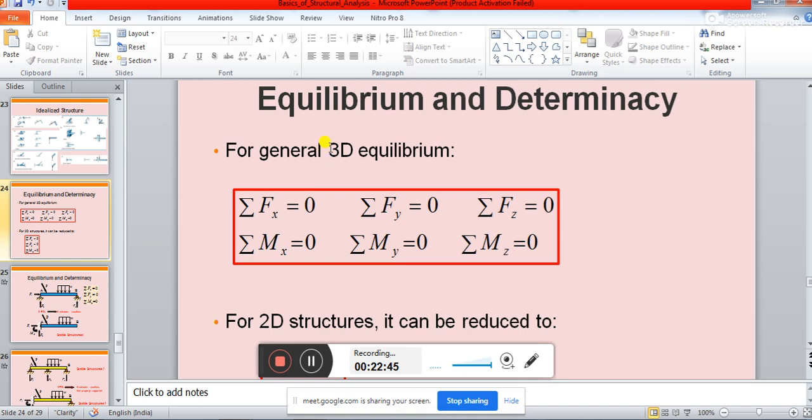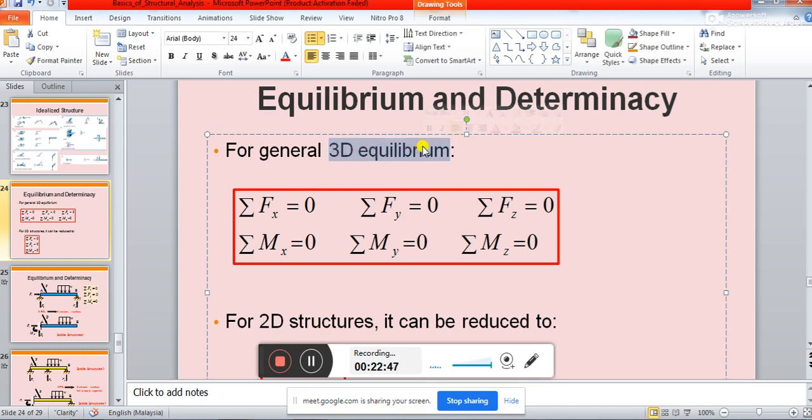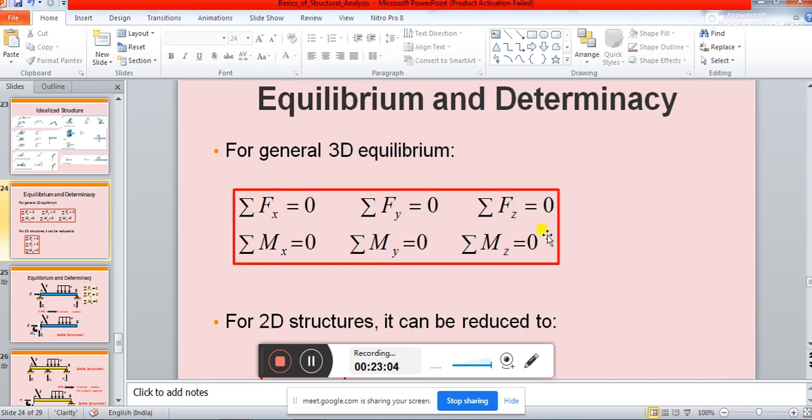Whenever there is a 3-dimensional structure, forces will be coming from different directions. So, 3-direction forces will come. In a 3-dimensional equilibrium, you will always have to solve 6 equations. You are going to get 6 equations of equilibrium in case of a 3D structure.